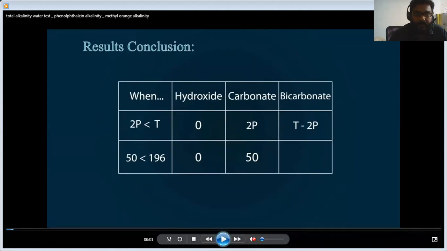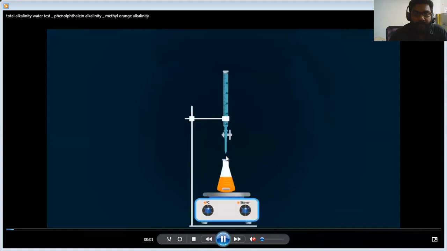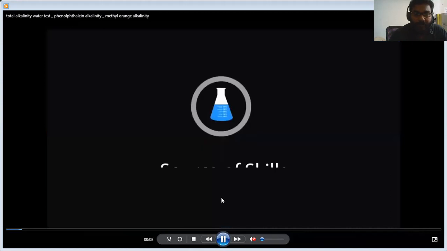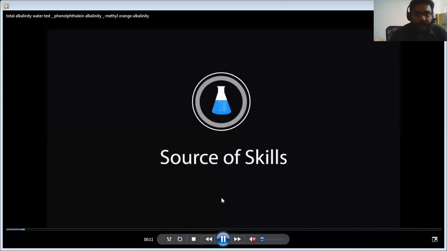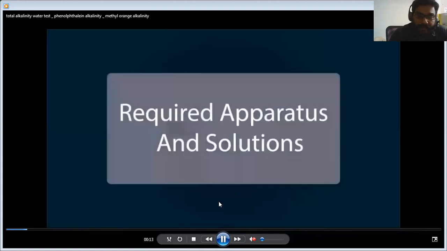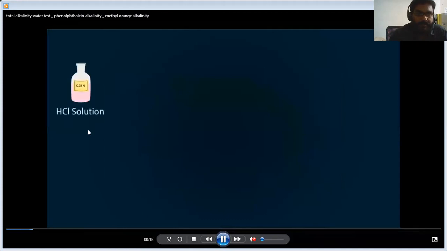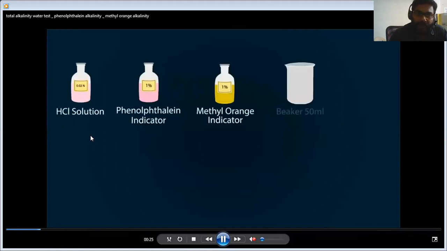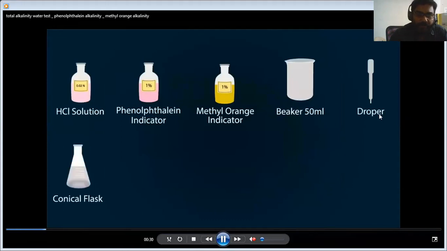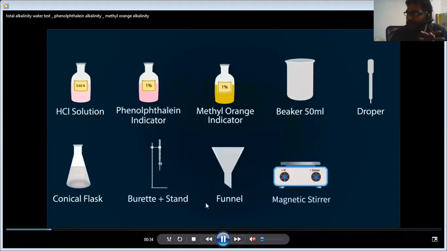Alkalinity, how do we calculate it? Take a conical flask. What is the requirement of apparatus? Conical flask, burette, magnetic stirrer and magnetic stirrer bar. HCl of 0.01 normality, 1% phenolphthalein indicator, 1% methyl orange indicator, a 50 ml beaker, dropper, a conical flask, burette and stand, funnel. These are the requirements of the apparatus, and the magnetic stirrer and magnetic bar.